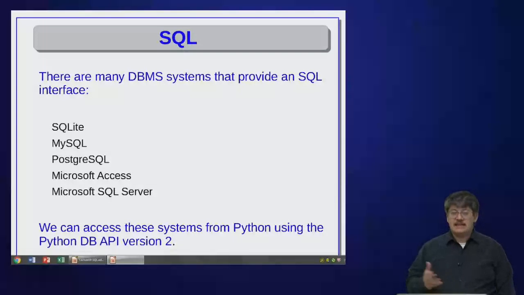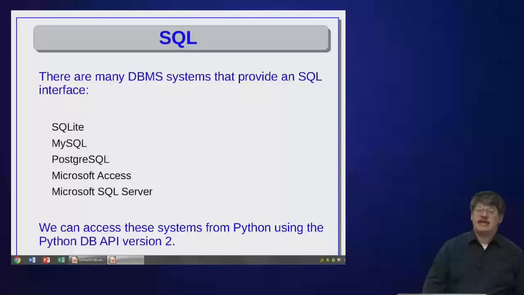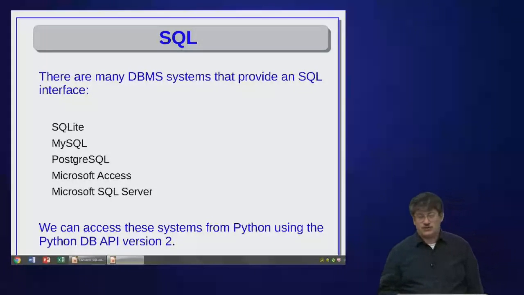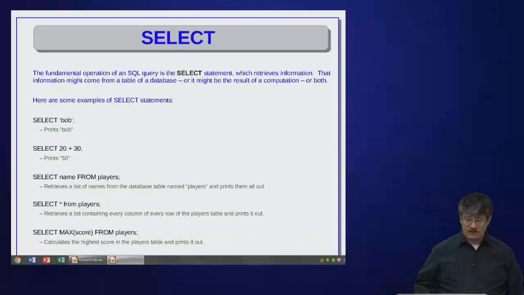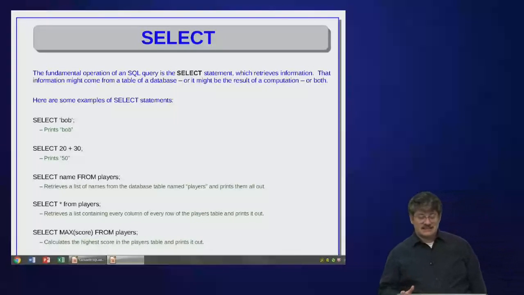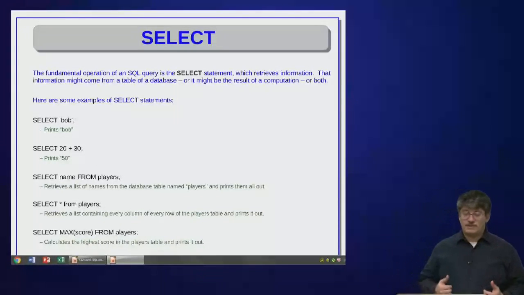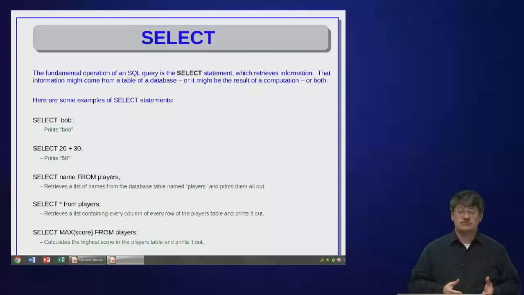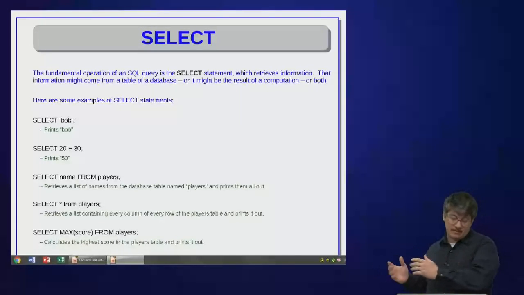We can access any of these systems from Python, and Python provides sort of a standard interface that will allow us to use SQL queries against any of these, and that's called DB-API version 2. So the fundamental operation of an SQL query is the select statement. And the select statement just specifies information to retrieve. So that information might come from a table of the database, or it might be the result of a computation, or maybe both. Maybe we perform a computation on some information from the database.